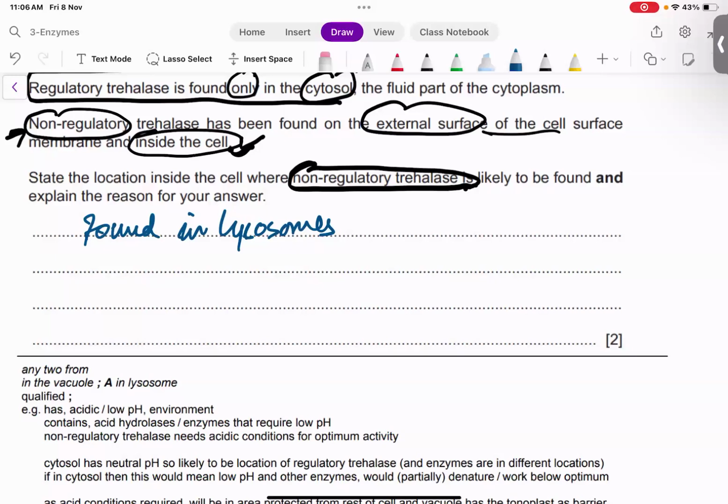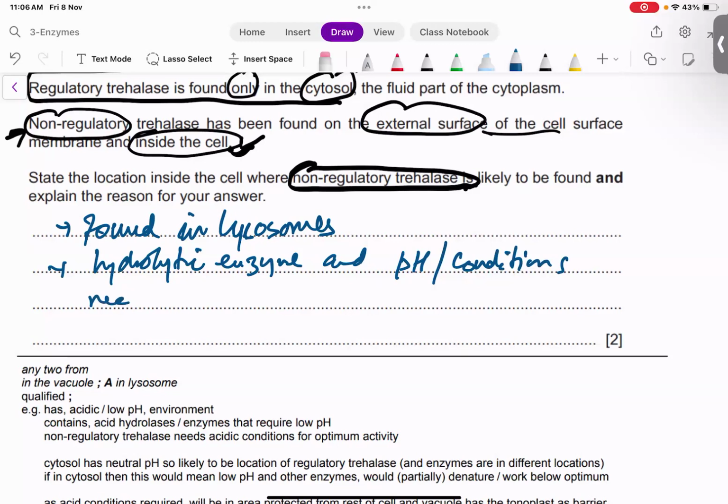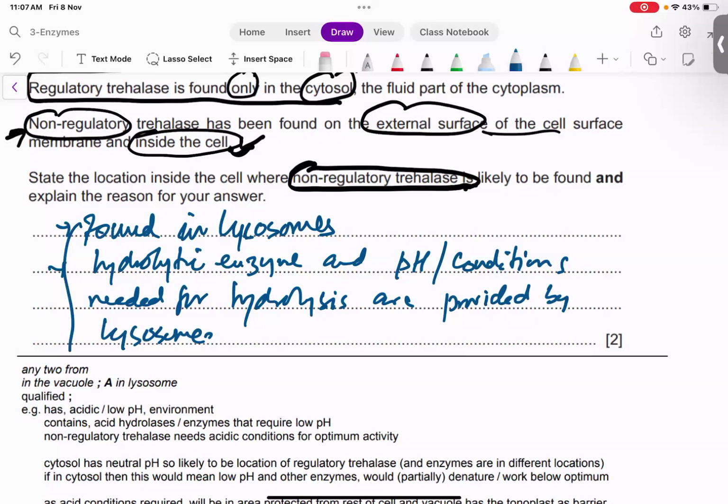So obviously it is found in the lysosomes because it is a hydrolytic enzyme, and the pH or conditions needed for hydrolysis are provided by the lysosome. So that is why it is found in the lysosomes. Is it okay?